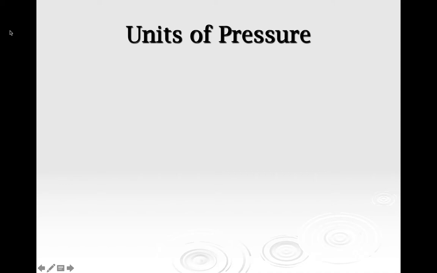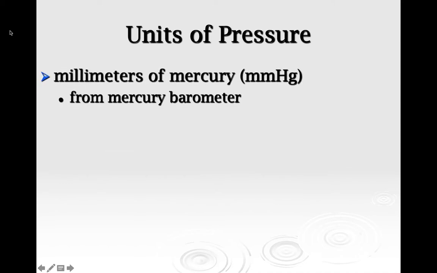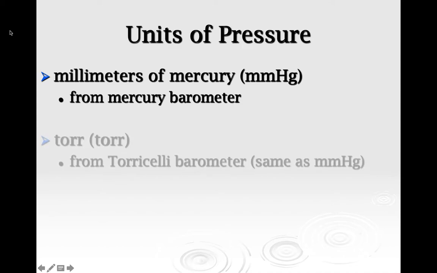Pressure is unique in that there are so many different units of pressure, and I can't answer why that is. Like mass, we know is grams and kilograms, but pressure jumps around a little bit. So let me talk about some of the units. Millimeters of mercury, abbreviated mmHg, is what you will see a lot of the time. You'll see it on barometers. You'll see it on blood pressure takers, which are called sphygmomanometers.